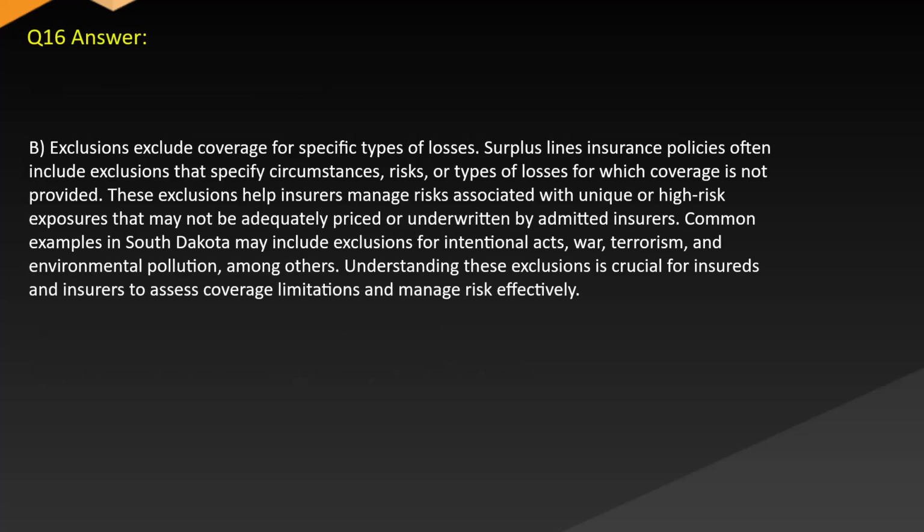Answer is B. Exclusions exclude coverage for specific types of losses. Surplus lines insurance policies often include exclusions that specify circumstances, risks, or types of losses for which coverage is not provided. These exclusions help insurers manage risks associated with unique or high-risk exposures that may not be adequately priced or underwritten by admitted insurers. Common examples in South Dakota may include exclusions for intentional acts, war, terrorism, and environmental pollution, among others. Understanding these exclusions is crucial for insureds and insurers to assess coverage limitations and manage risk effectively.